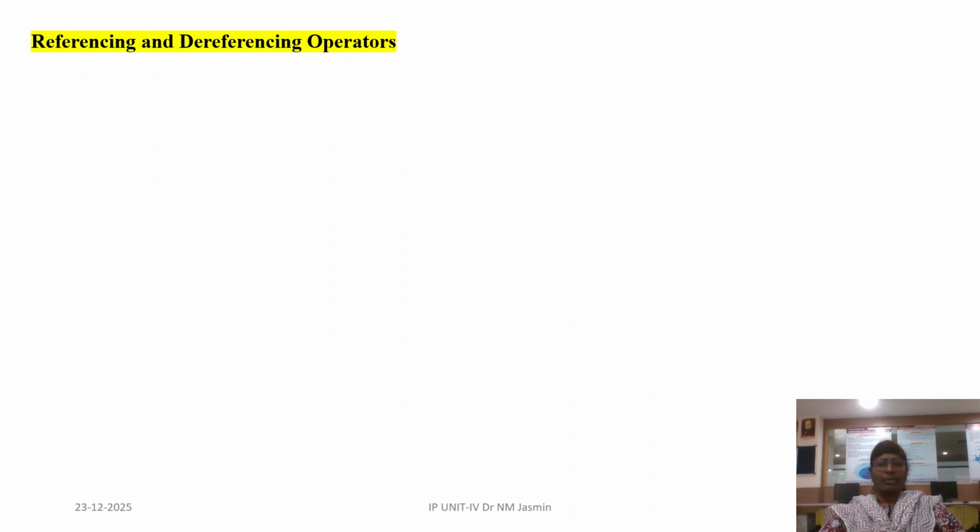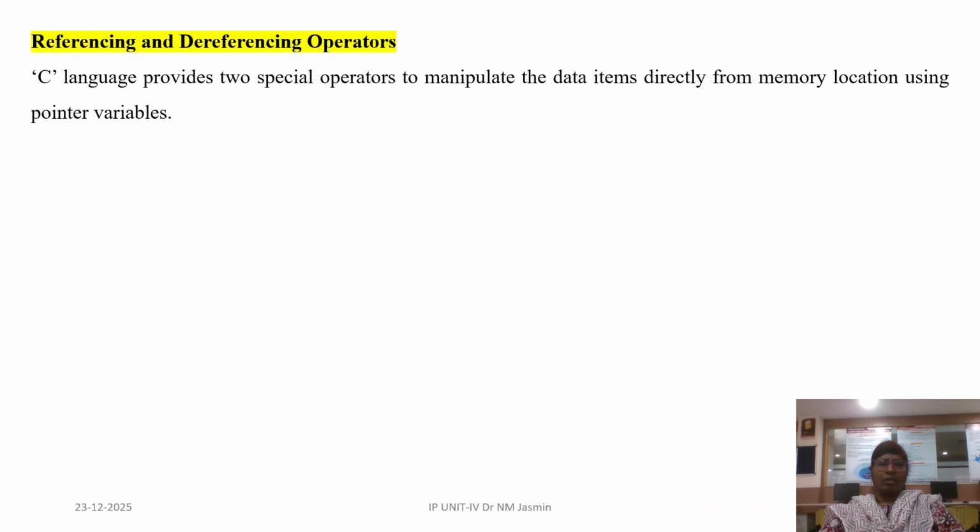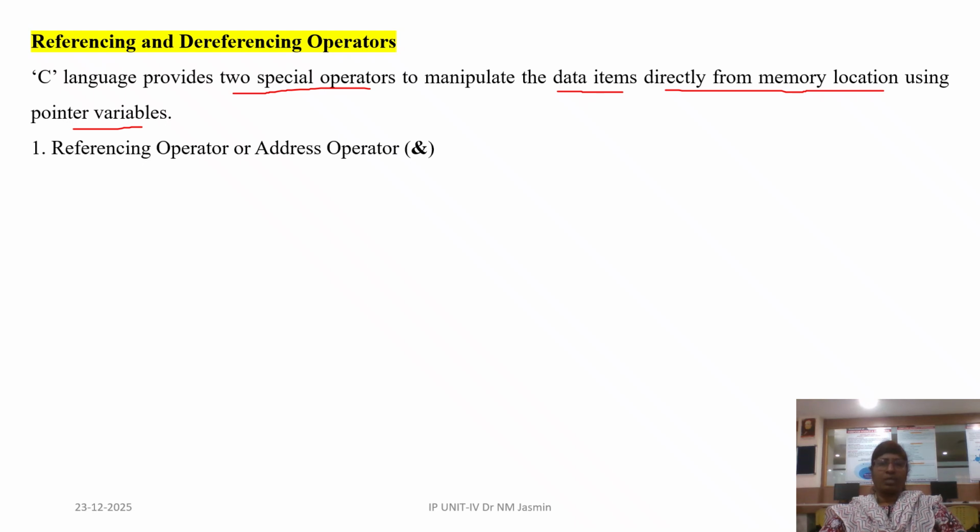Now I am going to discuss pointer operators. If you see the operators in pointers, here we can see the C language mainly provides two special operators to manipulate the data items directly from memory location using pointer variables. So for that we are using two different operators.